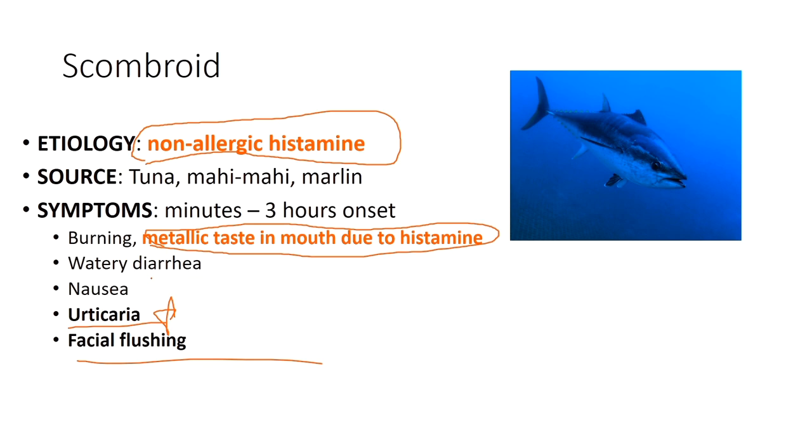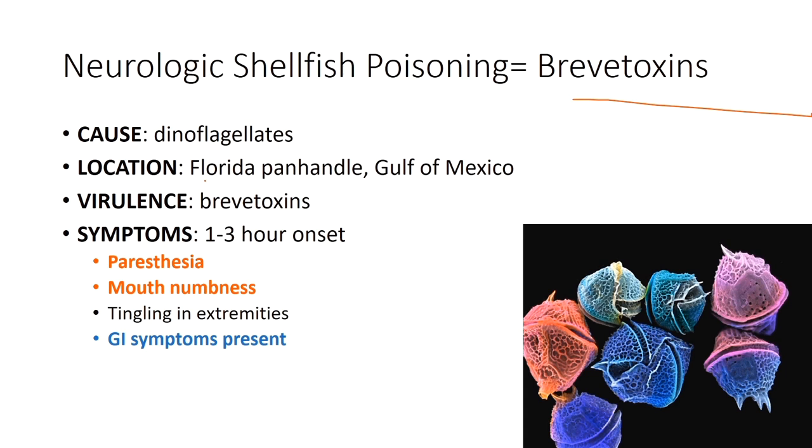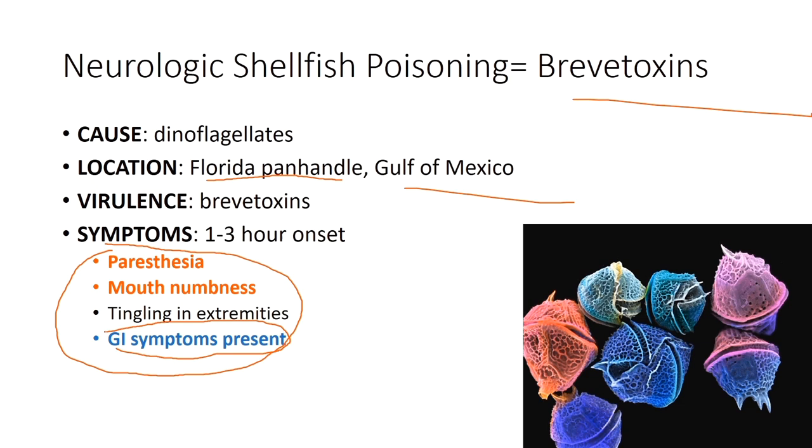Neurological shellfish poisoning, so brevetoxins. This is something you can get in Florida, Gulf of Mexico. Brevetoxins have certain aspects like paresthesia, mouth numbness, tingling of the extremities, and GI symptoms are present. This is a key feature here to differentiate our next guy. So GI presence here and paresthesia and mouth numbness. This guy is a little bit different.